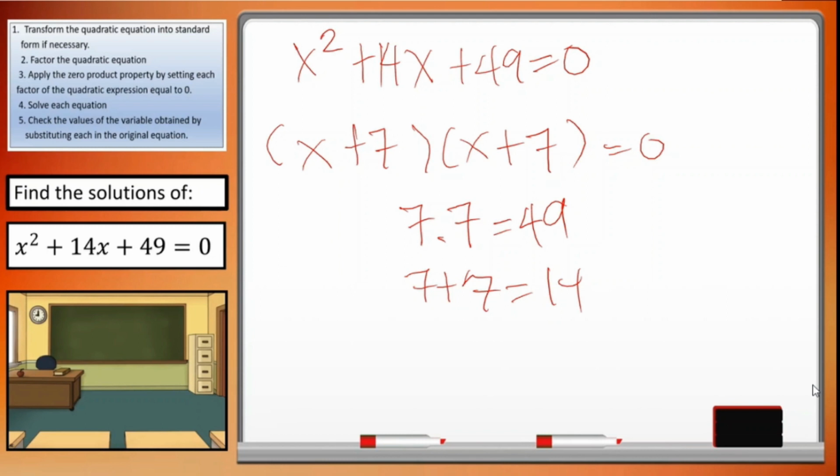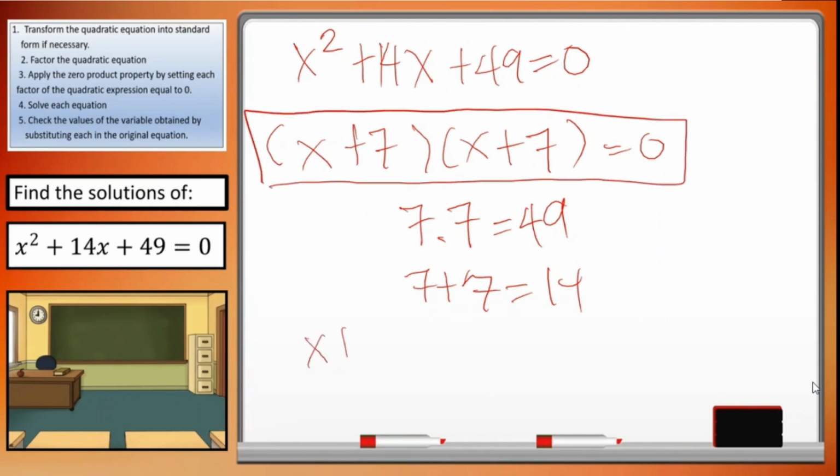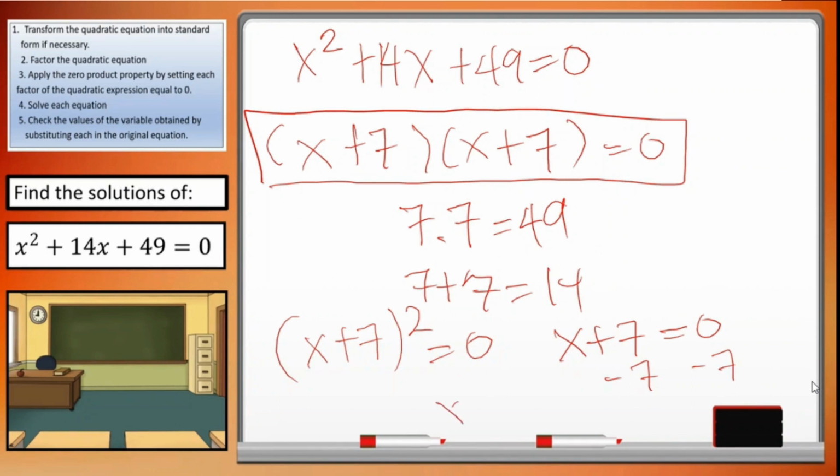So notice, it is a perfect square trinomial, no? Since we have two equal factors, we can write this as x plus 7 squared is equal to 0. So this equation will only be 0 when x plus 7 is equal to 0. So if we subtract 7 on both sides, the solution is x is equal to negative 7.